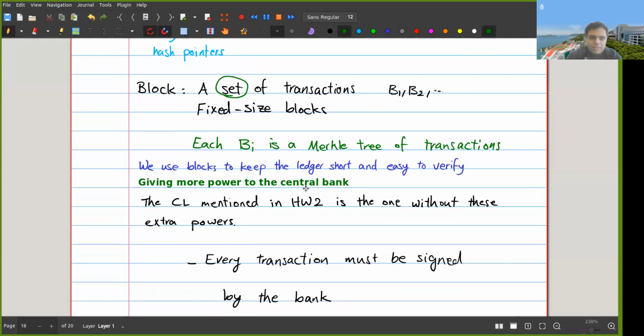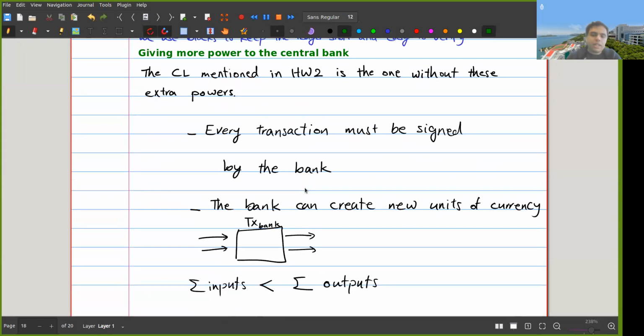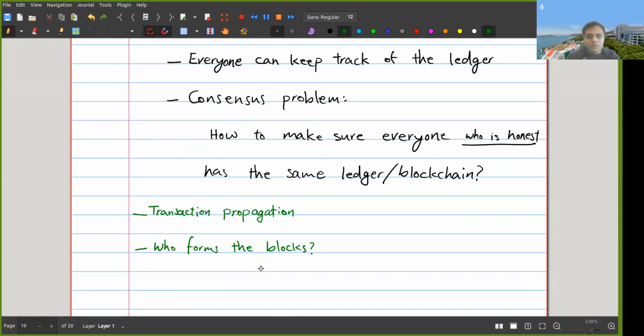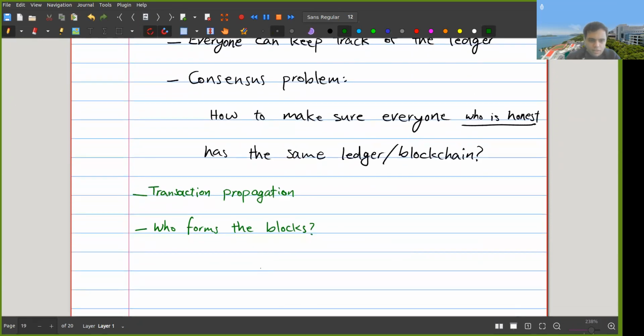And of course, the answer was that in the centralized world, we could just say, okay, the bank can create new units of currency. So the bank could create a transaction that has, let's say, no inputs at all and just a bunch of outputs. But when we become decentralized, when everyone is equal, there is also this question of how do we create new units of currency? How do we, let's say, print money?